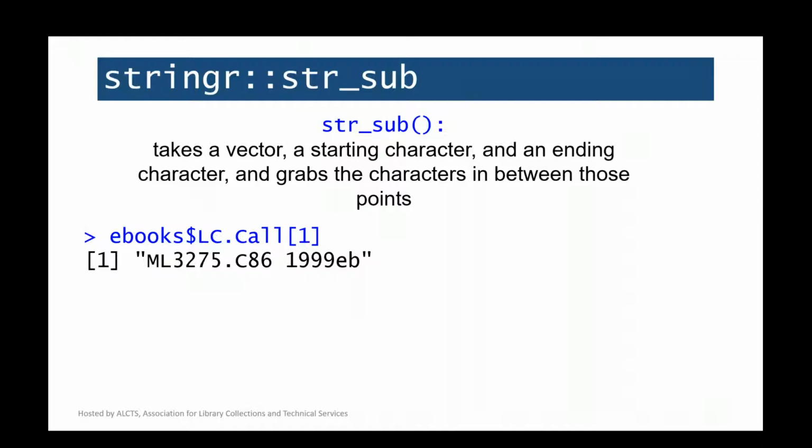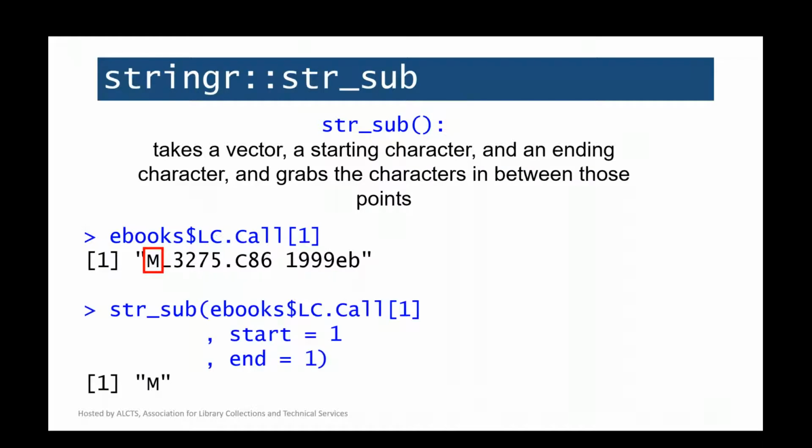Let's say I wanted to extract just the first character there. I just want to know what the Library of Congress call number class is. I call string sub on that vector, which is a vector of 1 element, start with the first character and end with the first character, and that will give me M.